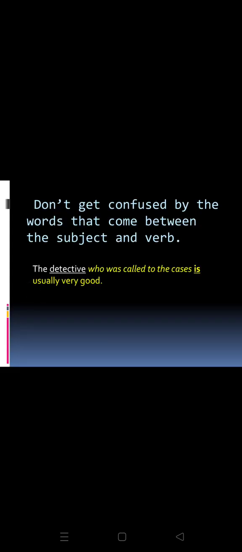Don't get confused by the words that come between the subject and verb. The detective who was called to the cases is usually very good. Now, if you look at the word cases, you would feel that most people are going to write are. No, we are talking about the subject, and the subject is only singular over here. The detective, we are talking about one detective. So it's going to take is.